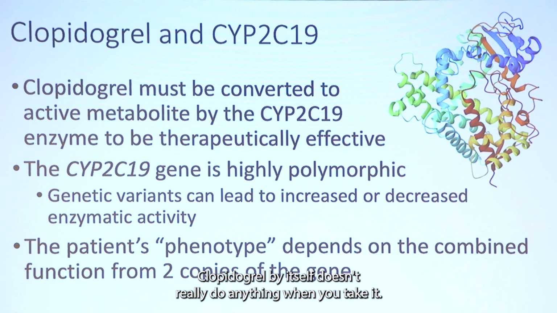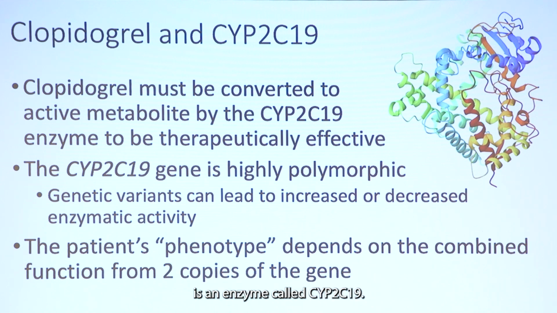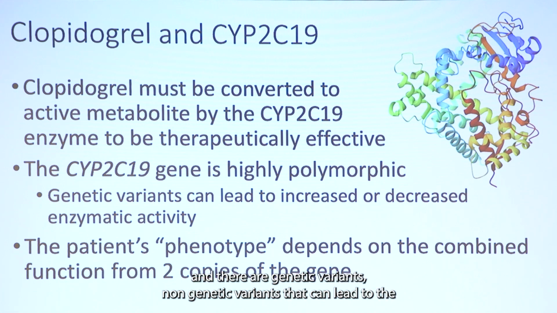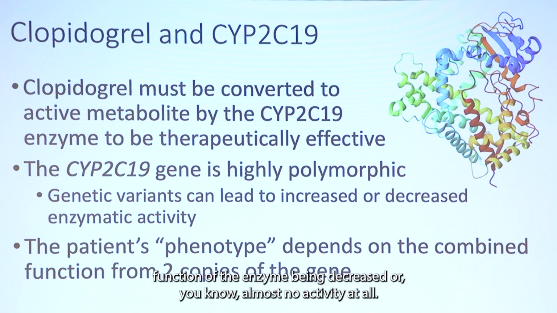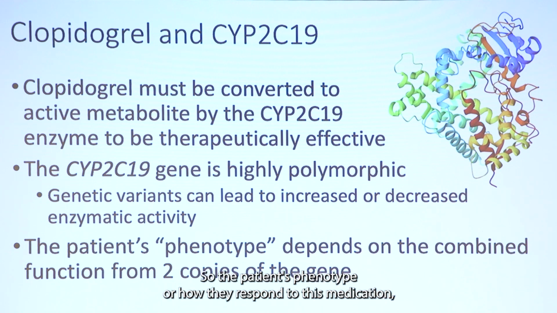Okay. Clopidogrel by itself doesn't really do anything. When you take it, it has to be converted into an active metabolite, and a big player in the conversion into active metabolite is an enzyme called CYP2C19. The gene that encodes the enzyme is really polymorphic, and there are known genetic variants that can lead to the function of the enzyme being decreased or almost no activity at all. You can also have increased production of the enzyme. So the patient's phenotype, or how they respond to this medication, of course, I don't have to explain to you guys, depends on the combinations.